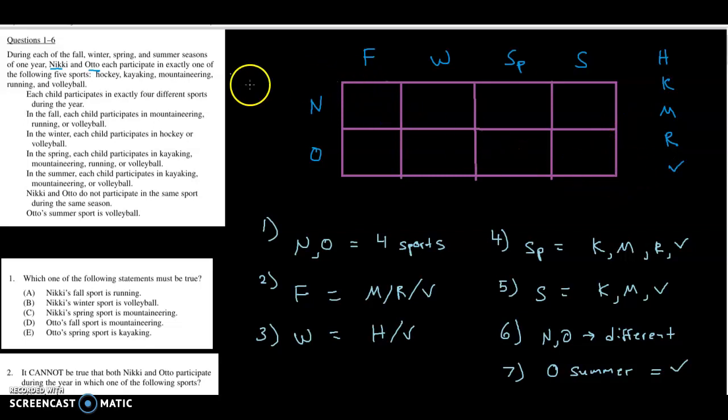Okay, so let's just try this for a minute. I'm going to try to fill in as much as I can. Let's switch up colors again. Let's do yellow. All right. So the first most obvious rule is O in the summer is V. So O summer volleyball goes there.